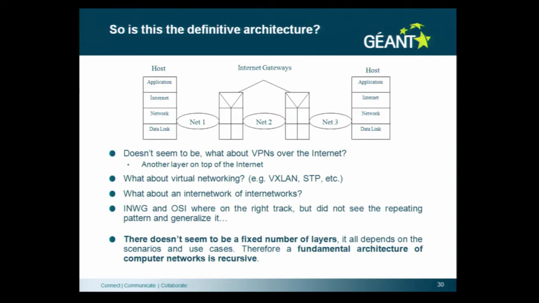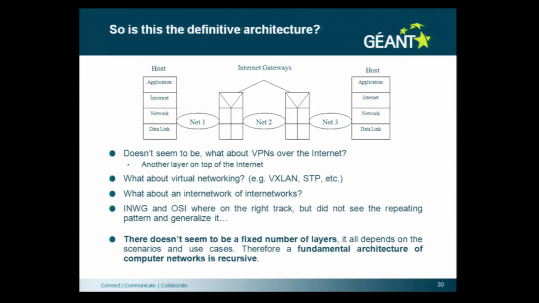Is this the definitive architecture? Well, it doesn't seem to be. There are a lot of things that are not in this four-layer architecture. What about virtual private networks, which is really another layer? Why isn't it included in the architecture? What about virtual networking, internetworks of internetworks of internetworks? So they were on the right track, but they didn't see the repeating pattern and generalize it.